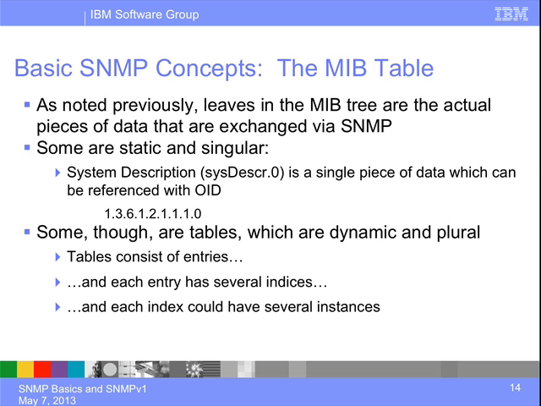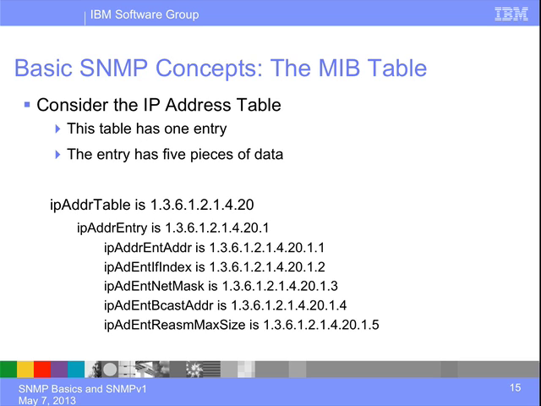Tables, on the other hand, represent objects which are more dynamic in nature, and the table may expand or contract throughout the life of the SNMP environment. Tables are made up of entries, indices, and instances, all of which affect how the ultimate object is encoded into an OID. An example of this is the IP address table, which represents the current IPv4 addresses active on a system.